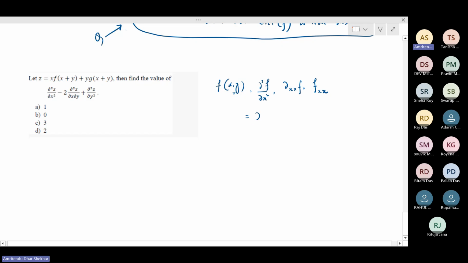So it's del upon del x of del f upon del x. The idea is to treat del f upon del x as a function of x and y, and take partial derivatives as usual.